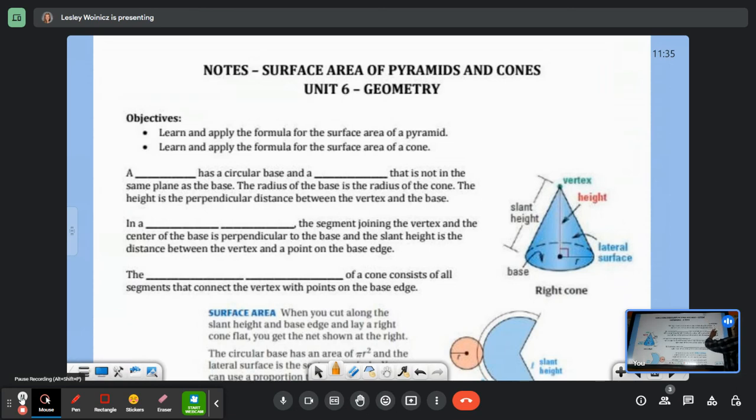A cone has a circular base and a vertex that is not in the same plane as the base.